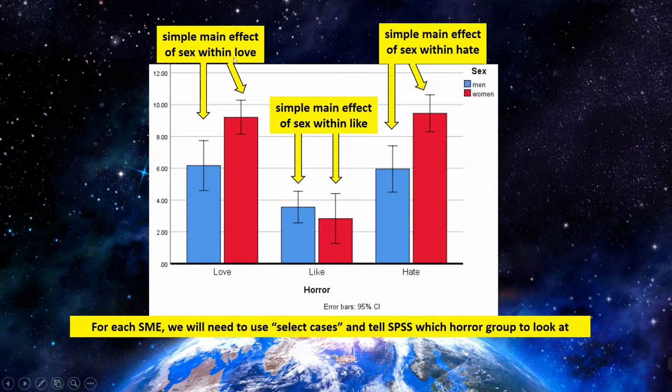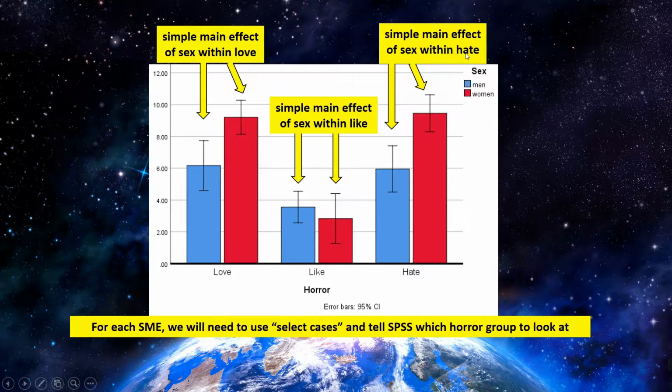And then the second variable tells you the level that they're being compared within. So I tell my students, think of within as being only for. So you're comparing the means of sex, but only for the love group. Here you're comparing the means of sex, but only for the like group. And then here you're comparing the means of sex, but only for the hate group.